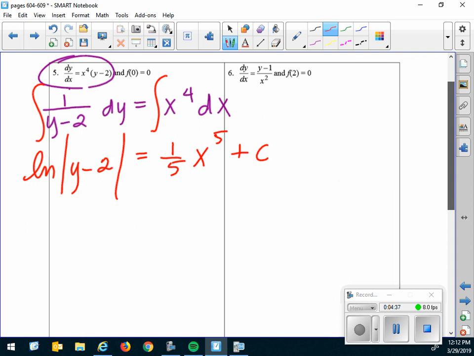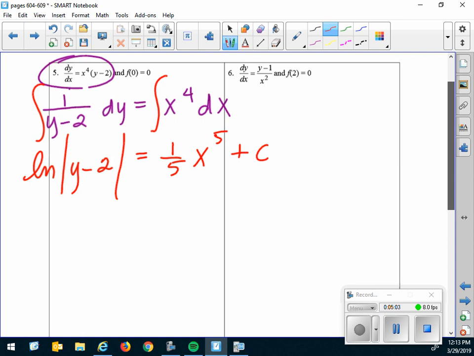I have 2 questions for you. Number 1 is, why do I have to do absolute value? Good. I cannot take a natural log of a negative number. Number 2, you notice I'm doing indefinite integrals on both sides. I put a plus c on the right side. Why didn't I put a plus c on the left side?